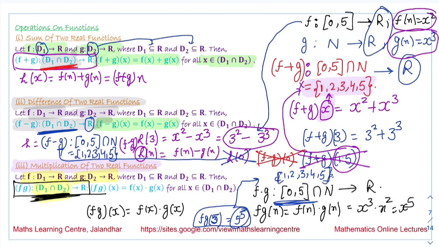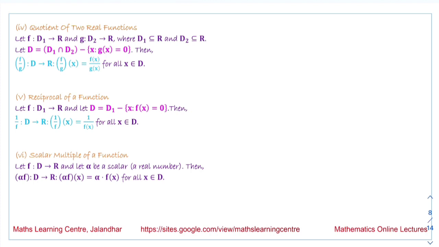Interval 0 to 5 means it has all real numbers from 0 to 5. We are taking the intersection with the natural numbers. So the answer we are obtaining is this set over here. The next operation we have is the quotient of two real functions.